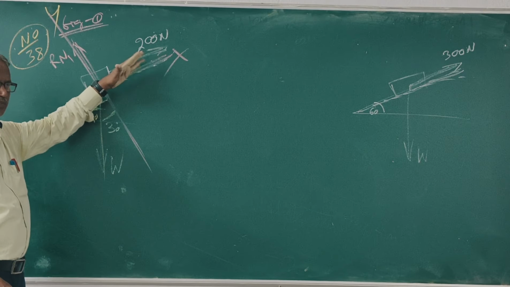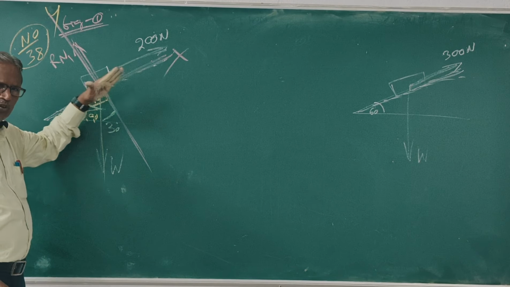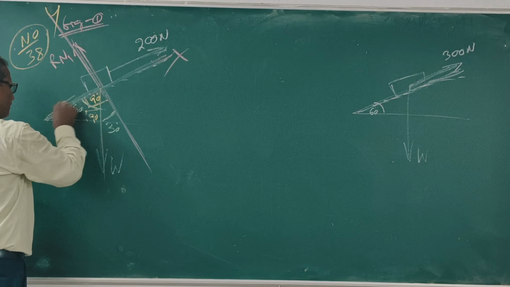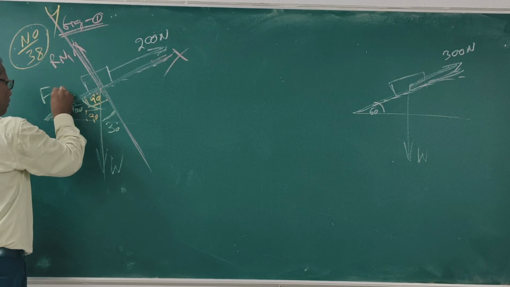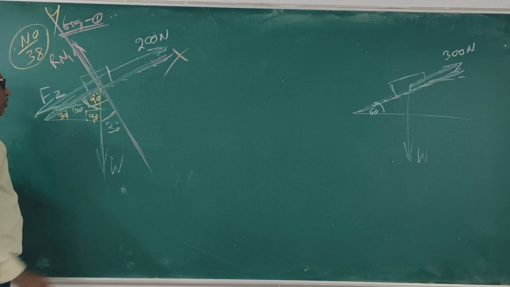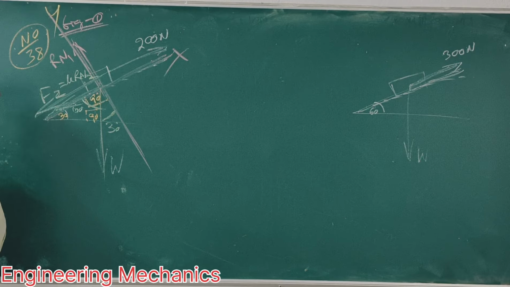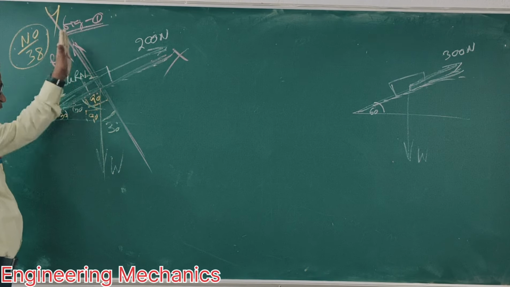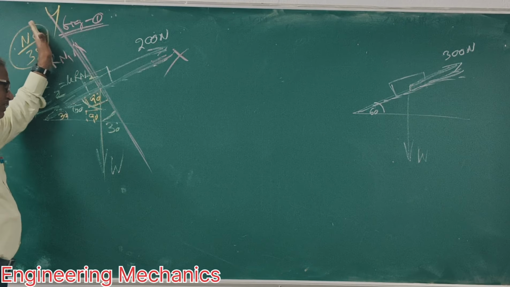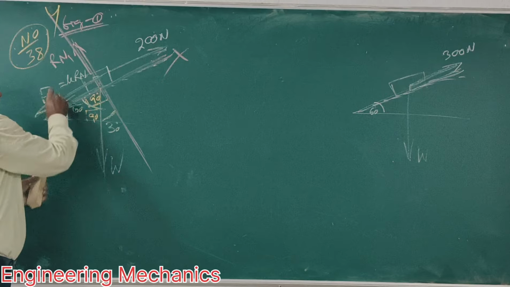Now the force is applied up the plane, so the body tries to move upwards. So friction is acting downwards. This is F1. What is F1? Mu Rn1. Clear? This is weight, this is F1 and 200 Newton. This is Rn1.